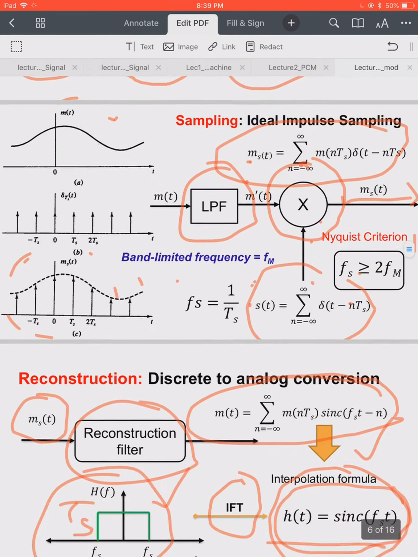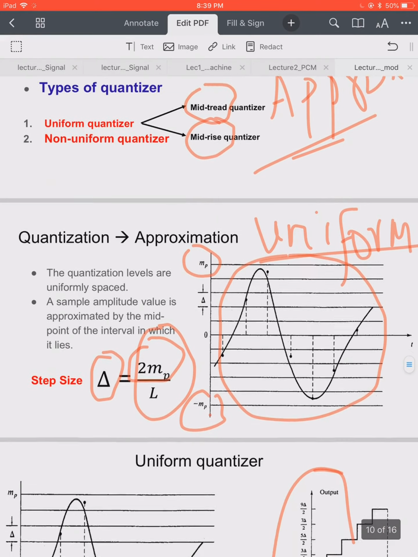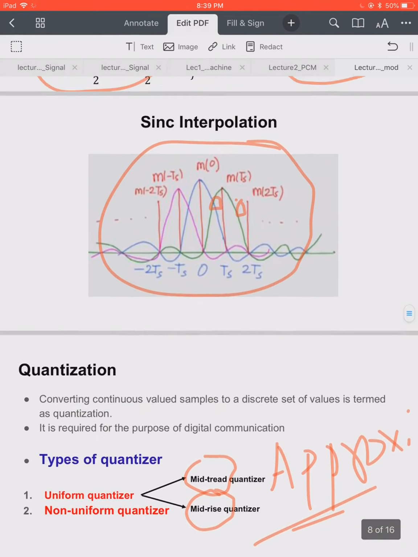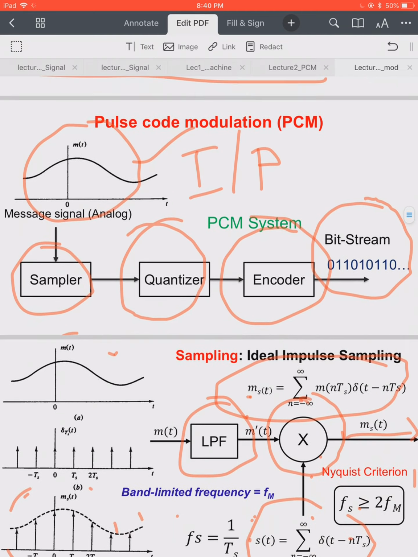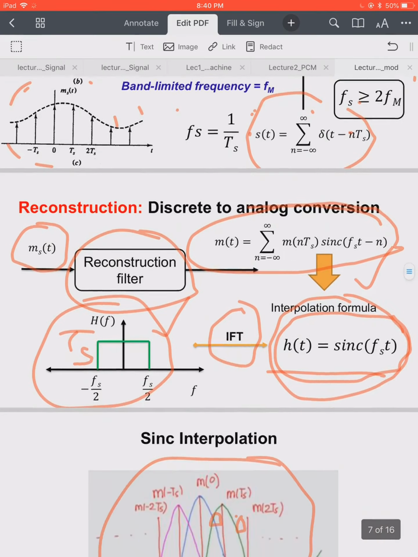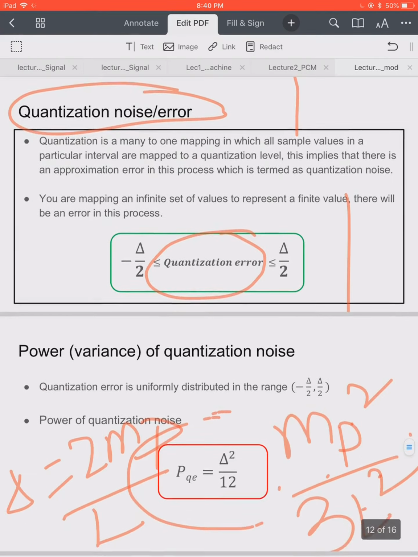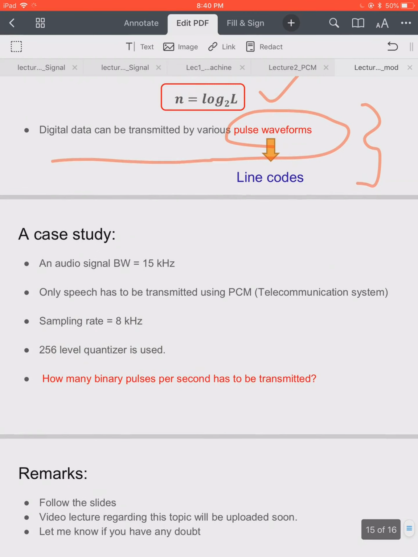Now let's do a case study. PCM can also be viewed as an analog to digital converter. So these are the steps. The encoder basically has some analog to digital converter circuit, right? So now let's do a case study.